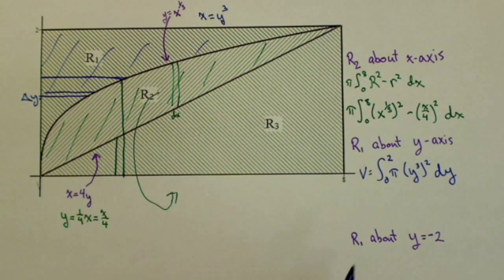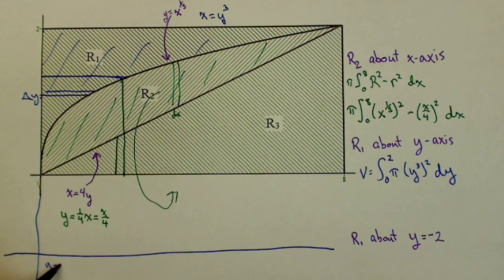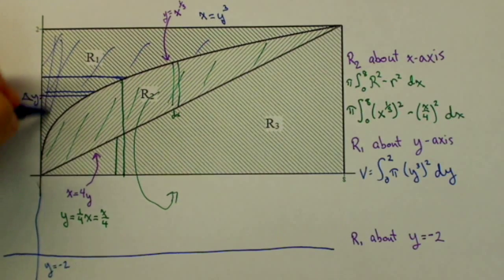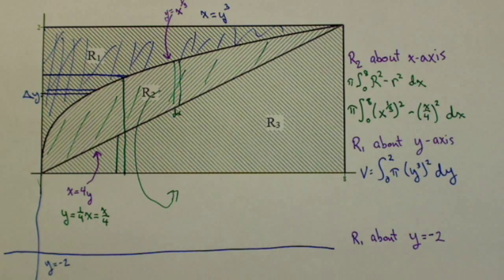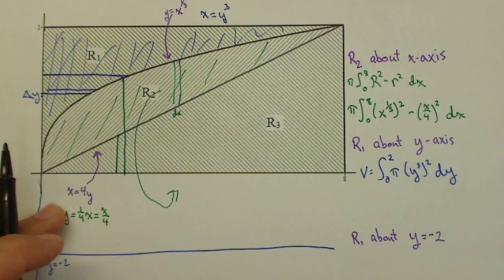For the last one, we're going to do region 1 again, except this time around the line y equals -2, which would be some line down here somewhere. Let's just draw it in as a reference point. So this is going to be the line y equals -2. This region here, let's color it in a little, is going to be rotated around this line. Once again, we're going to have the open center.